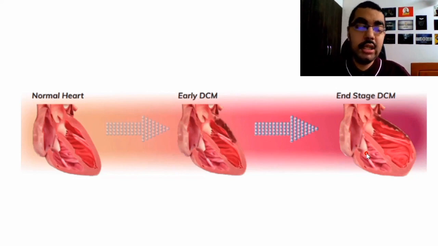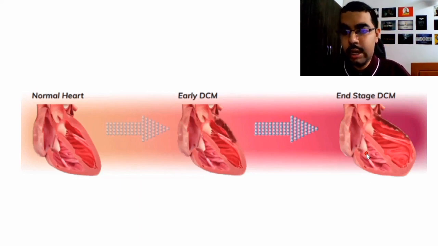So this we can check in an echo with something called ejection fraction, that is how much the heart is able to pump out blood. And also we look at, after the heart pumps out blood, how much blood is still left in the heart. So that indicates the function of the heart.